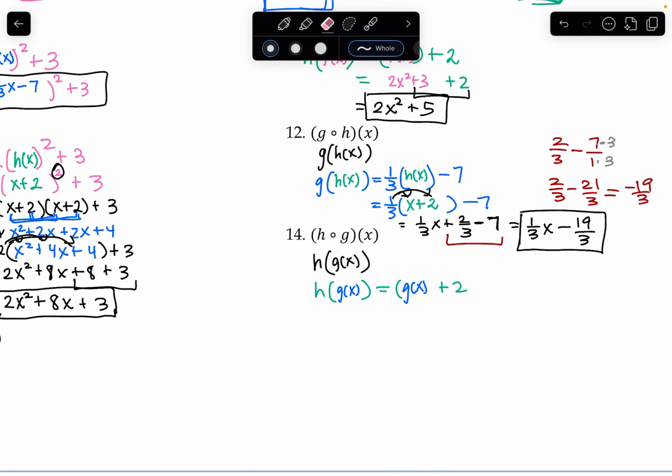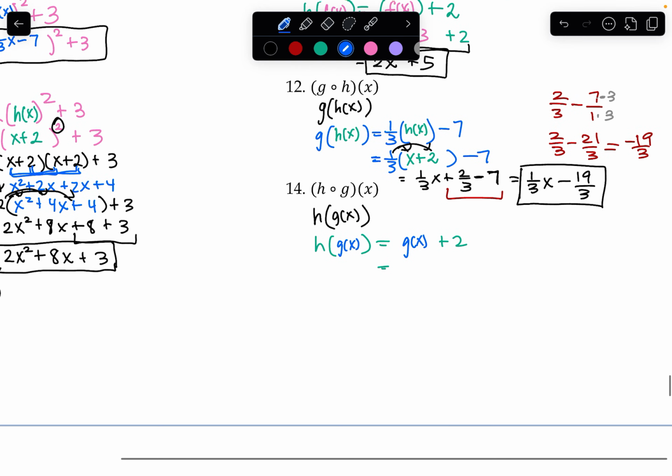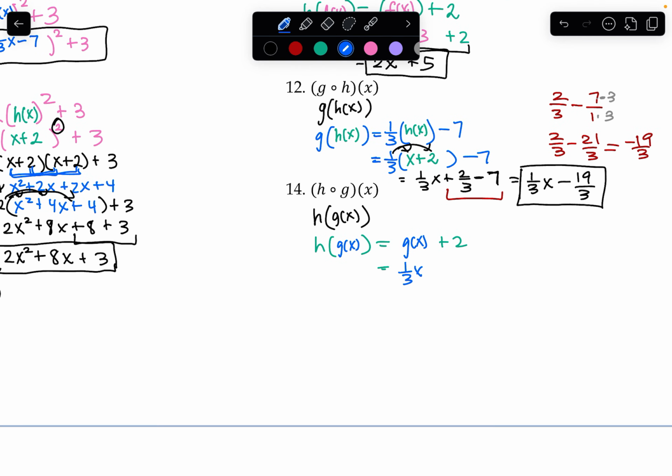And so since there's nothing to do with these parentheses, I'm going to get rid of them. And then write down the rule for g of x, which is 1/3 x minus 7. And then we have the plus 2 at the end. So we just need to combine our like terms, which is negative 7 plus 2, which gives me negative 5.